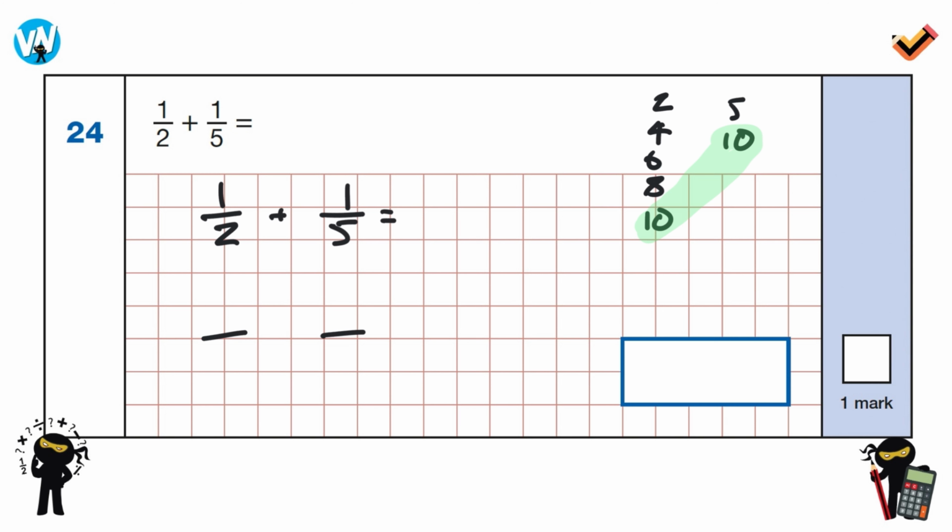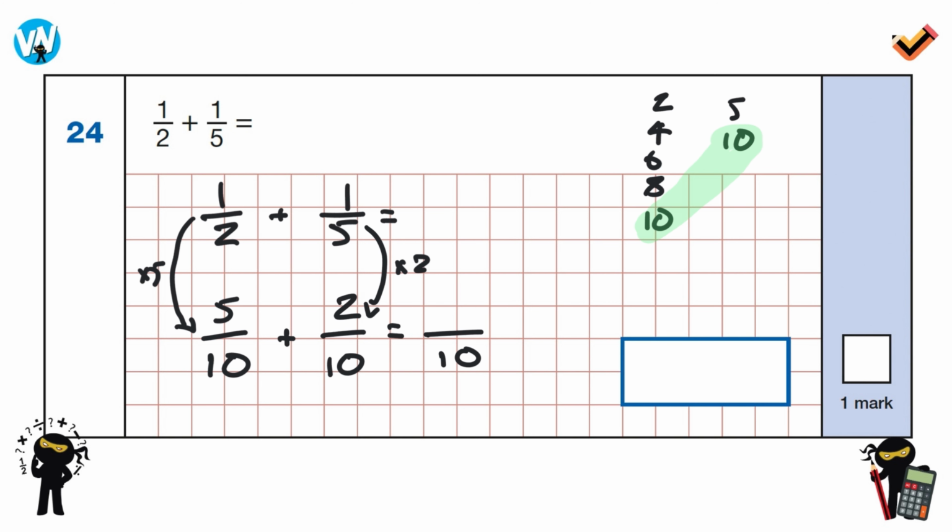I'm then rewriting the question below. I know my common denominator is 10. I'm giving myself space to work in. How have I multiplied 2 to get to 10? Well, I've multiplied it by 5. So I'm going to multiply 1 by 5, which is 5. How have I got 5 to 10? Well, I've multiplied it by 2, haven't I? 1, 2. So I'm going to multiply the numerator by 2. So times 2. So 1 times 2 is 2.